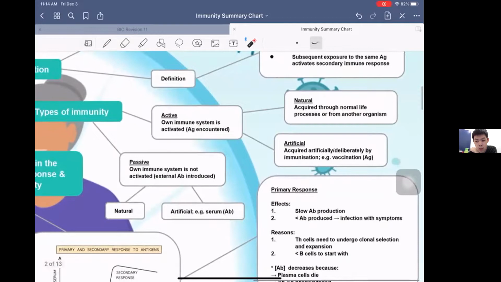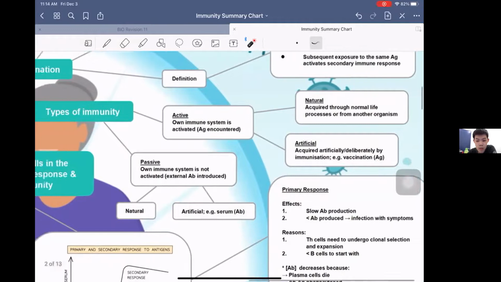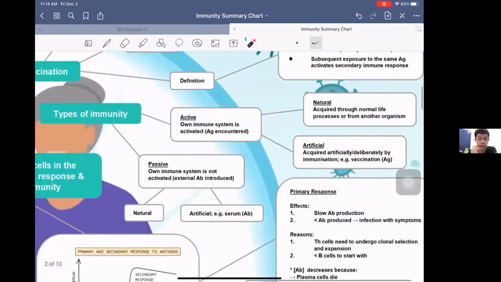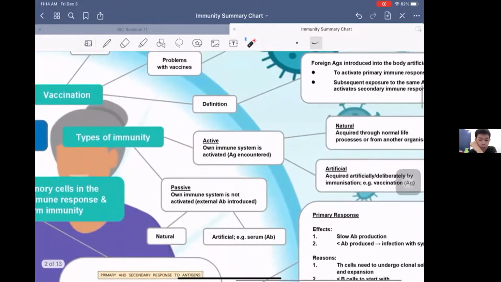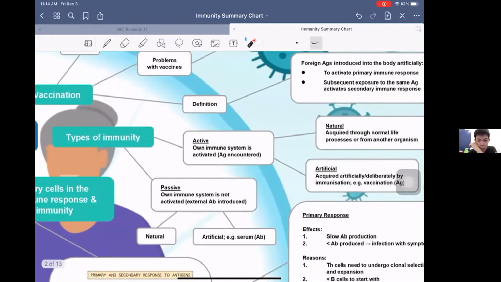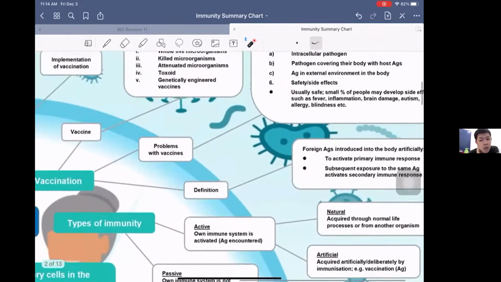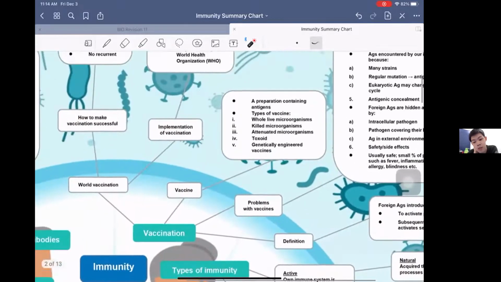And then artificial would be acquired artificially, so deliberately by immunization. Mainly it is vaccination. For passive artificial, it's serum, which is basically an injection of antibodies. And passive natural would be, oh, sorry. Active natural is not breastfeeding. Passive natural is breastfeeding and across the placenta, but active natural is by infection. Yeah, sorry. Next is vaccination.